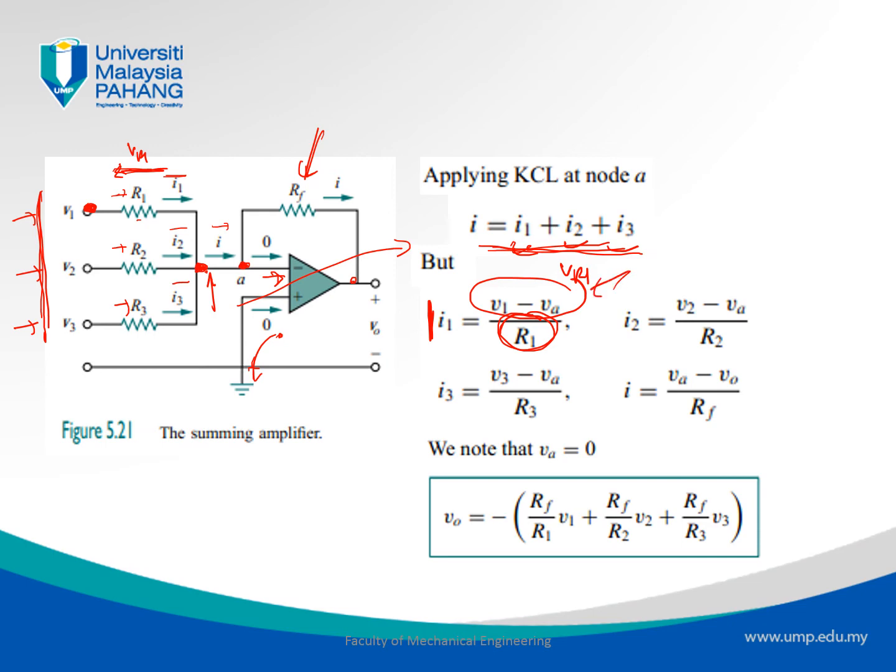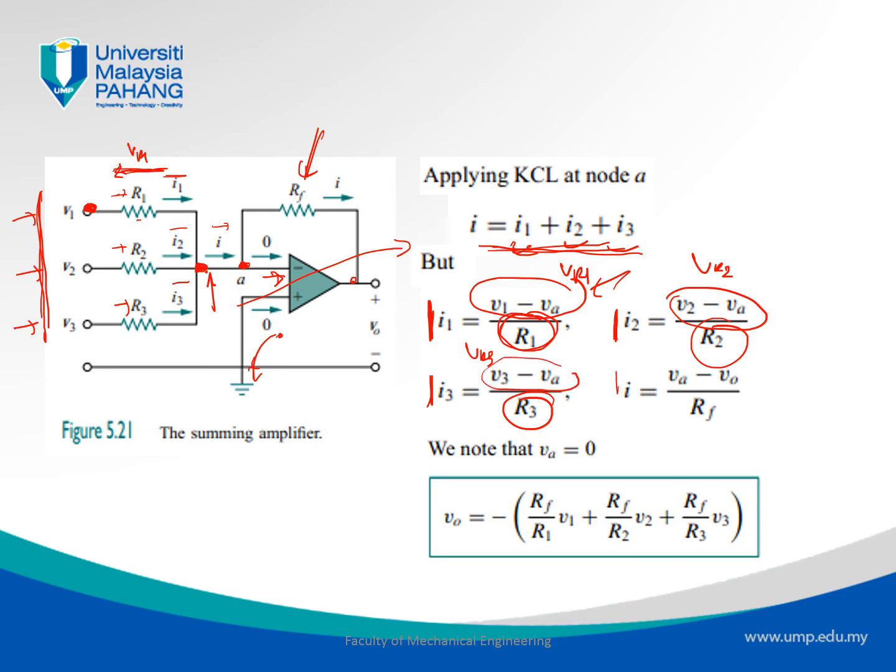And the same is also applied to I2. So I2 is VR2 divided by R2. Again, what's VR2? It is V2 minus VA. Same goes for I3. It is VR3 divided by R3. And what is VR3? VR3 is V3 minus VA.